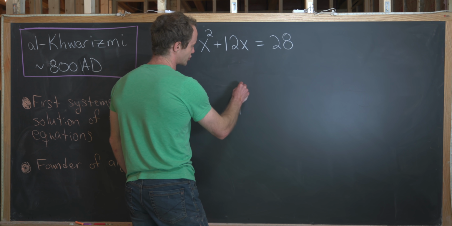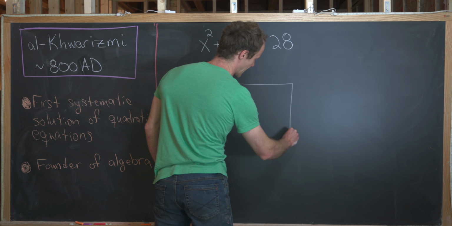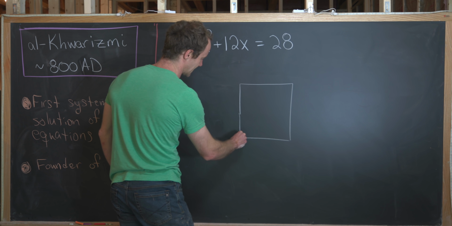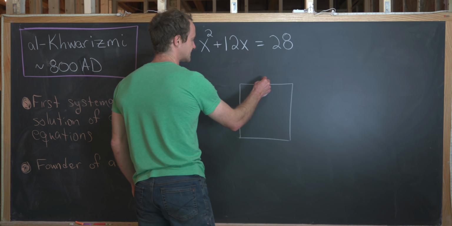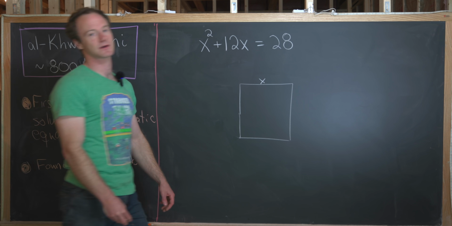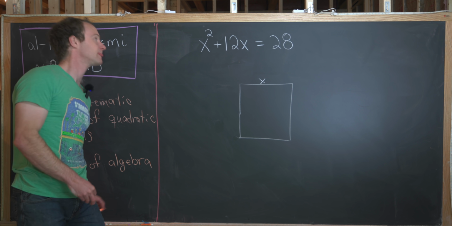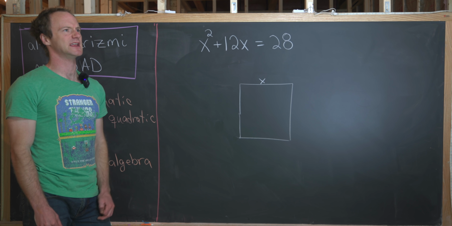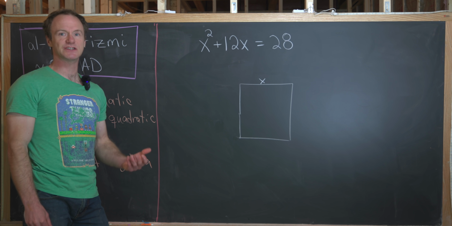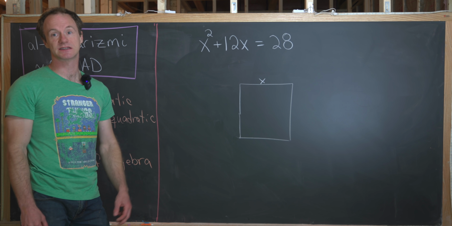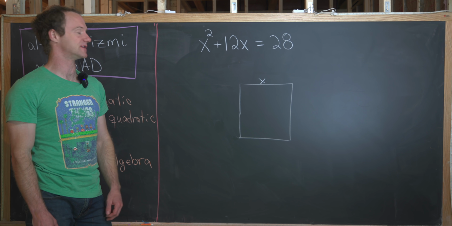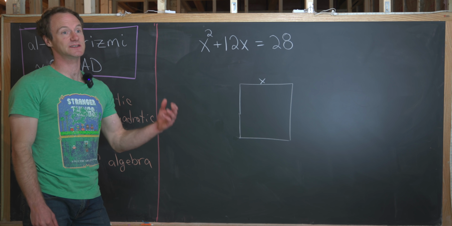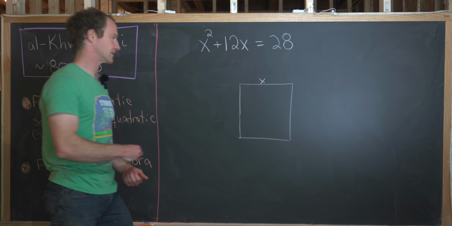Let's maybe start with a square with side length x. And so this is our unknown side length. Then next what we'll do is take this 12x and break it into four pieces. Each of those pieces will be 3x, and envision each of them as areas of rectangles.